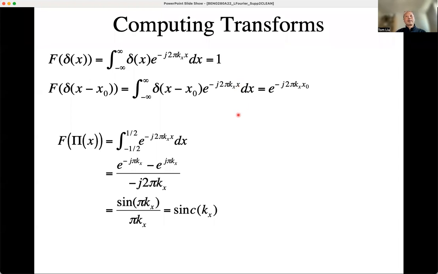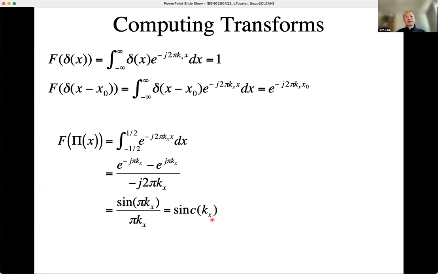The other really important function for this course is the Fourier transform of a rect function. Remember, this is just a function that takes on the value 1 from -1/2 to 1/2, and it's 0 everywhere else. Just from first year calculus, you can do this integral. It's an integral of an exponential, and it turns out to be sin(pi kx) over pi kx. This is such an important function that we give it a name. It's called sinc of kx, okay?